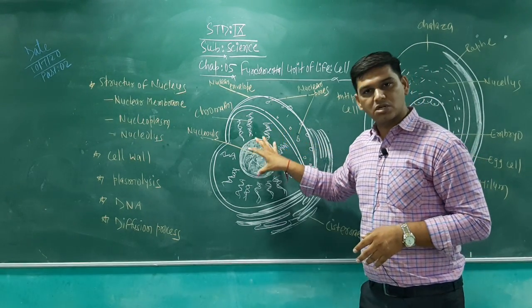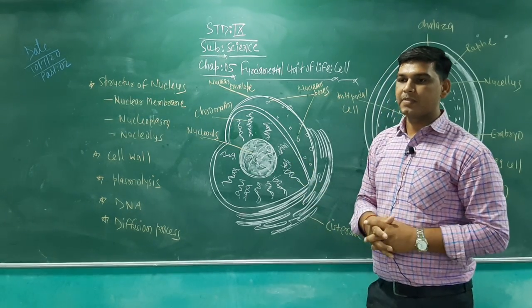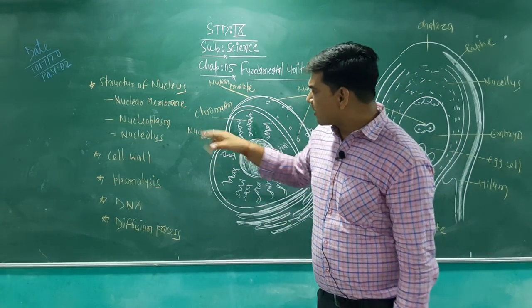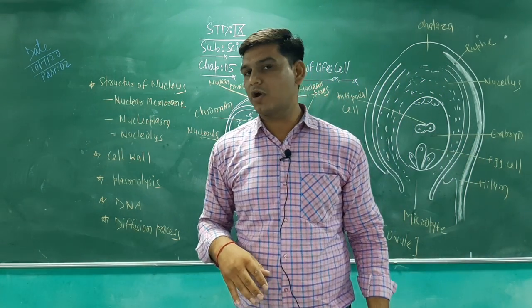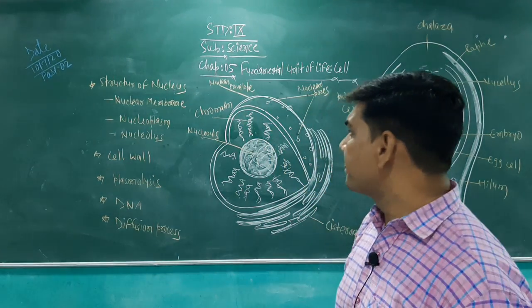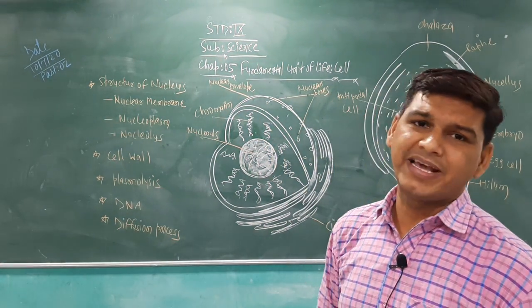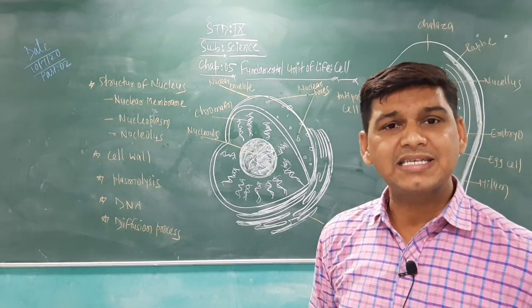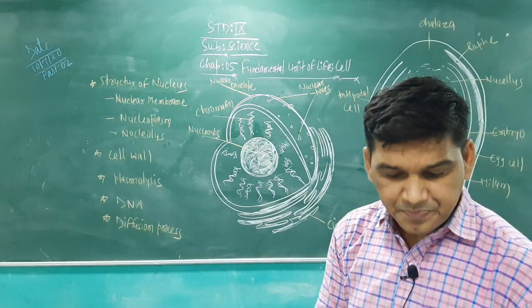So that is the structure of nucleus. Clear? Now we are discussing the next topic, called cell wall. What do you mean by the cell wall? Generally, the cell wall is a protective layer. If you consider it, it is like a protective layer of the cell.